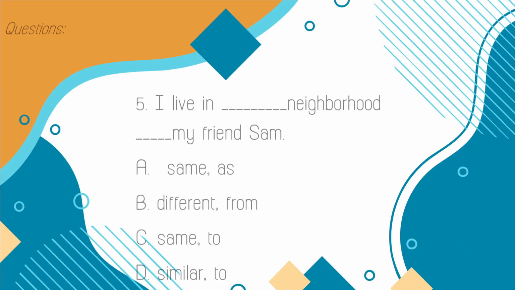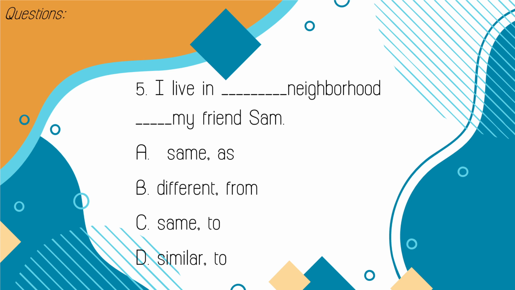And the last, I live in. Neighborhood. My friend Sam. A. Same as. B. Different from. C. Same to. D. Similar to. The answer is A. I live in same neighborhood as my friend Sam.